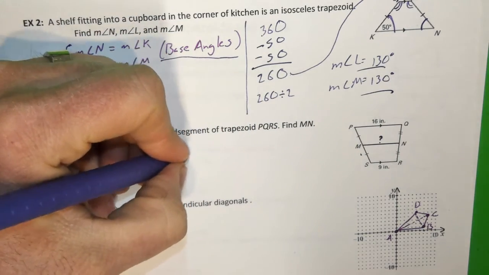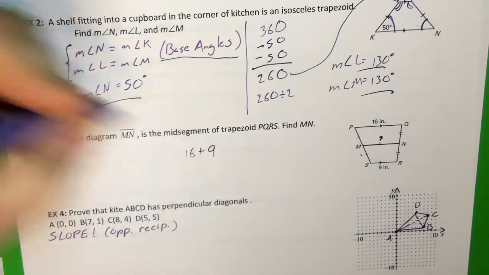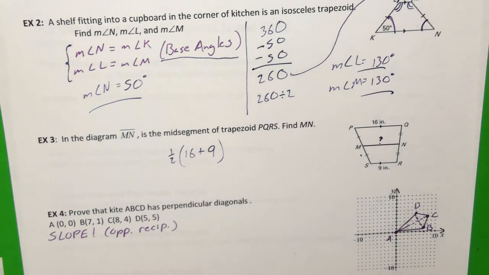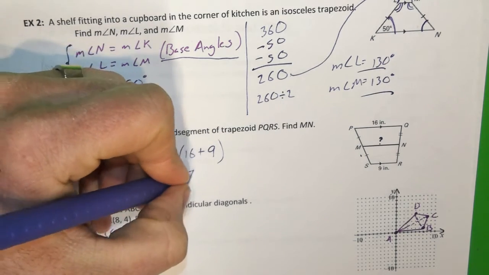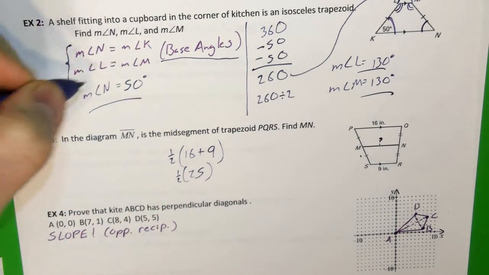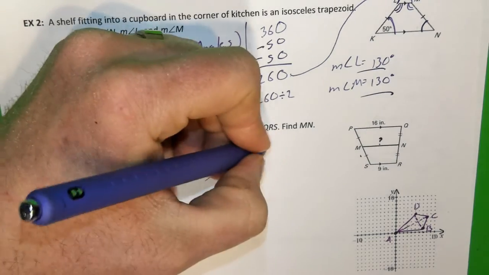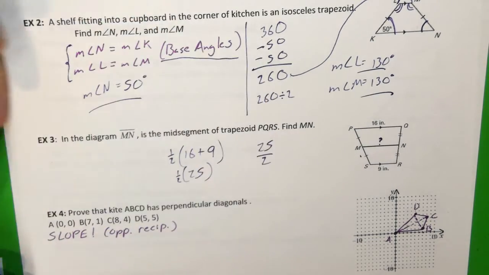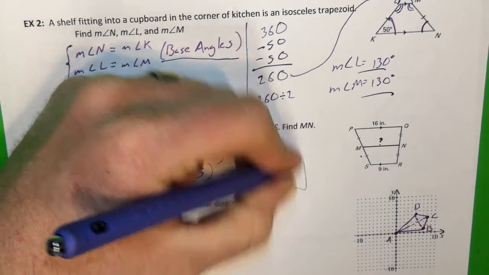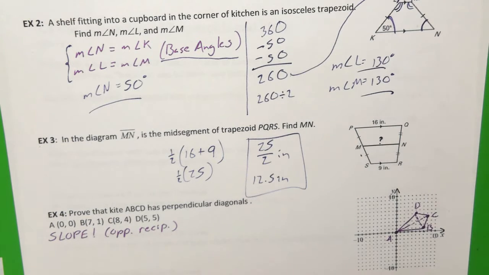So if you take the 16 that's too long and add it to the 9 that's too short, and then you cut that value in half or average it, that will give you the value that you want. 16 plus 9 is 25. 25 cut in half is going to give you 2 different answers. One, the one that I like, is 25 over 2 inches. Or the one that you probably like would be 12.5 inches. Not too short, not too long, right in the middle.